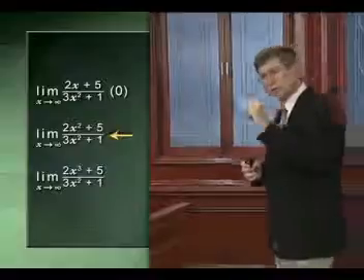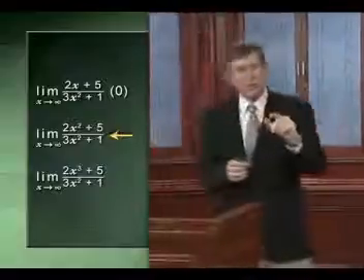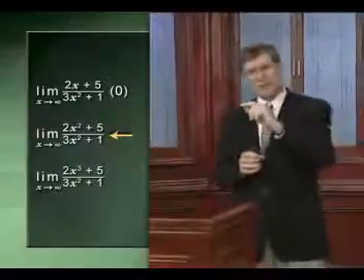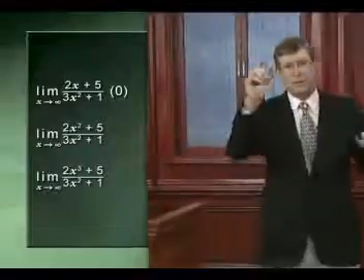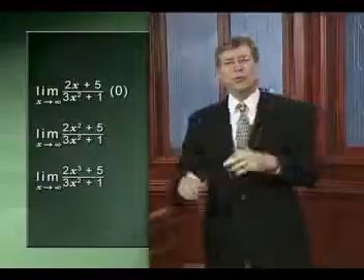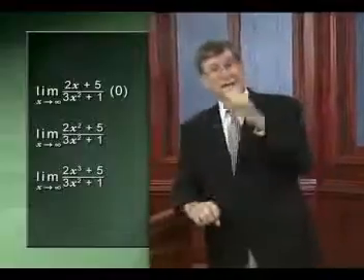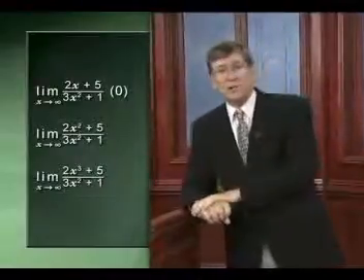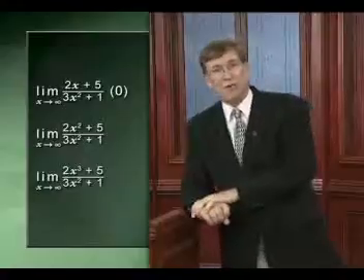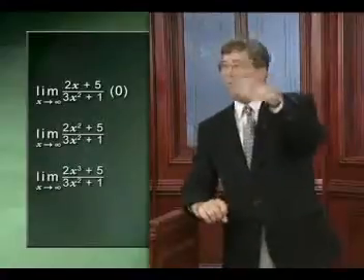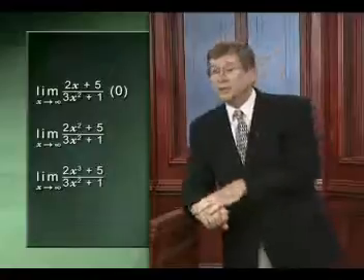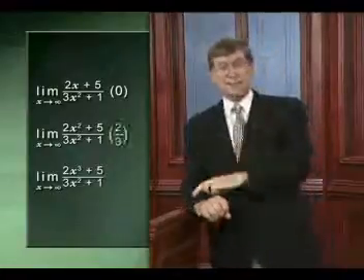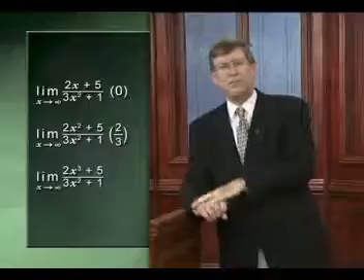Now the numerator's 2x squared plus 5, denominator's 3x squared plus 1. Again, when I'm dealing with large values of x, the plus 5 and the plus 1 are going to be essentially irrelevant. And I'm dealing with 2 times a large number squared over 3 times a large number squared. Those large numbers will cancel each other, and I'm left just with 2/3. So my guess is that second limit is going to be 2/3. In a moment, I'll prove it for you.